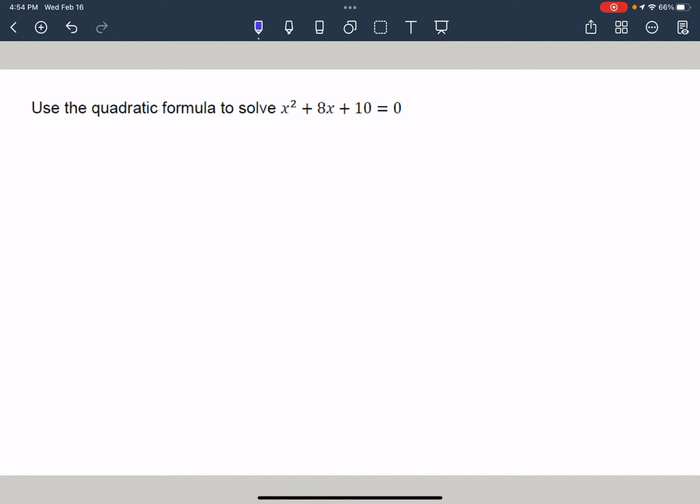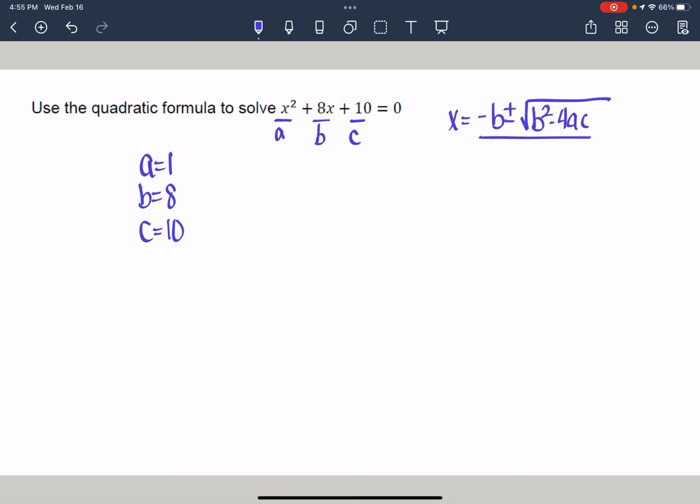So let's use the quadratic formula to solve this equation. Remember, when you use the quadratic formula, you want to label a, b, and c. So a equals 1, b equals 8, and c equals 10. And remember, the quadratic formula is x equals negative b plus or minus the square root of b squared minus 4ac, divided by 2a. Let's plug in the numbers. So I have x equals negative 8 plus or minus the square root of 8 squared minus 4 times 1 times 10, and that's all over 2 times 1.